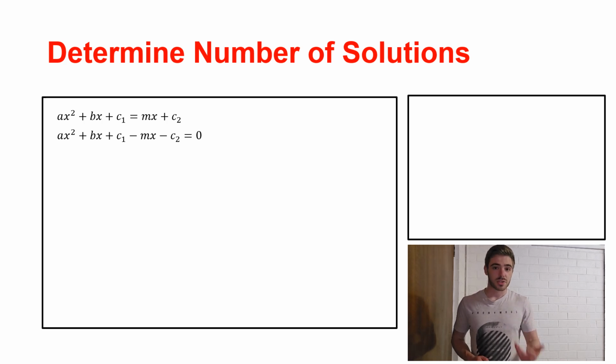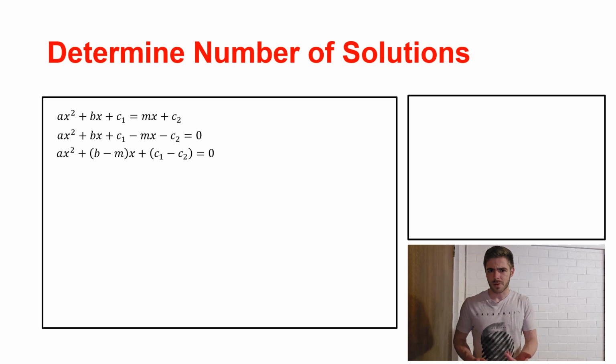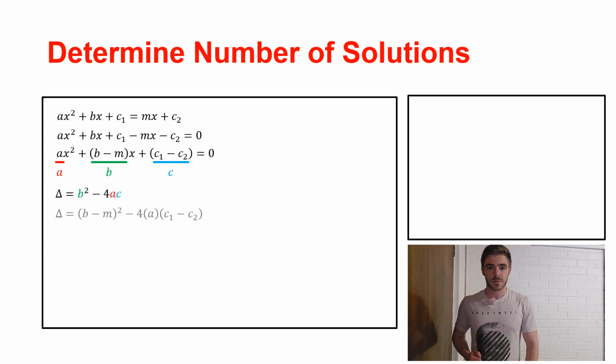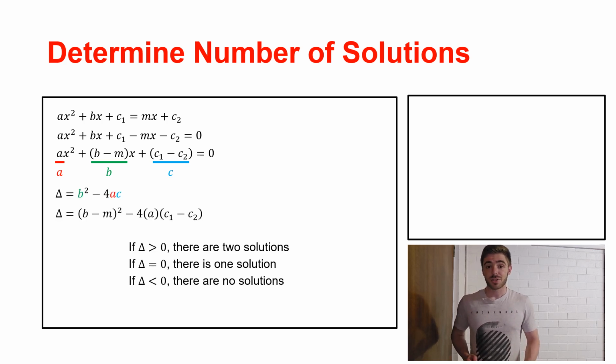We should also collect the like terms too. And once we do that, we're going to find that we have a quadratic, albeit a more complicated quadratic, but a quadratic nonetheless. So if we want to know the number of solutions that this quadratic has, then we find its discriminant. The rules are the same. If your discriminant is positive, you're going to have two solutions. If your discriminant is equal to 0, you're going to have one solution. And if your discriminant is negative, you're going to have no solutions.